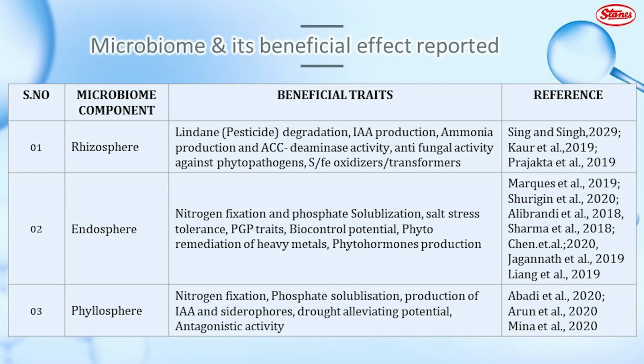Generally, this microbiome is classified into three: rhizosphere, endosphere, and phyllosphere. It's very simple, based on their location. Rhizosphere is below the soil, near the root zones. Phyllosphere is above the soil, on the leaf surfaces. Endosphere is within the plant.